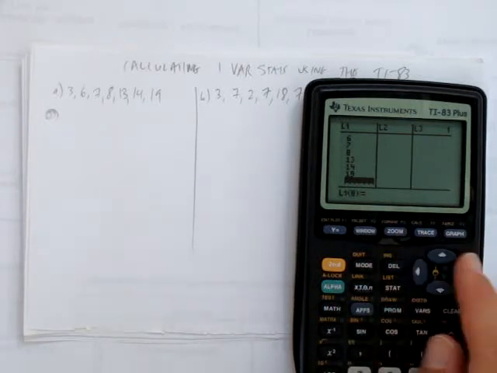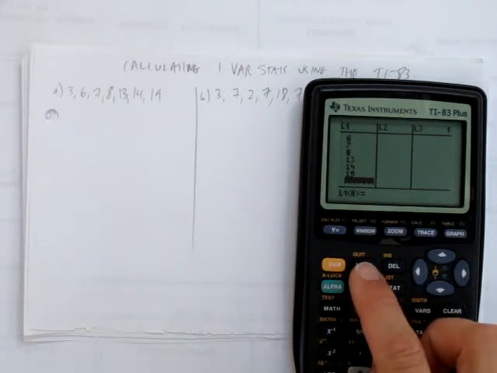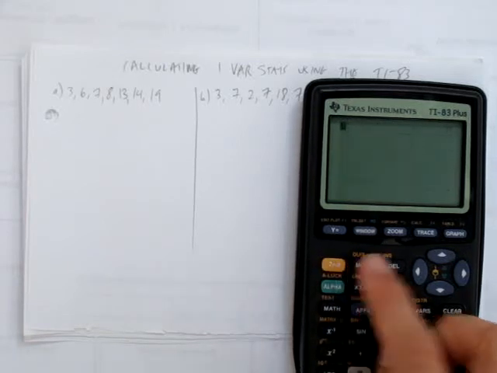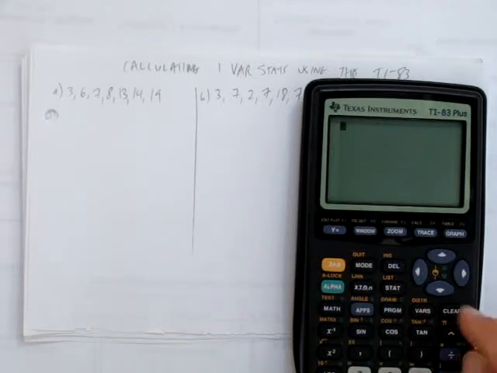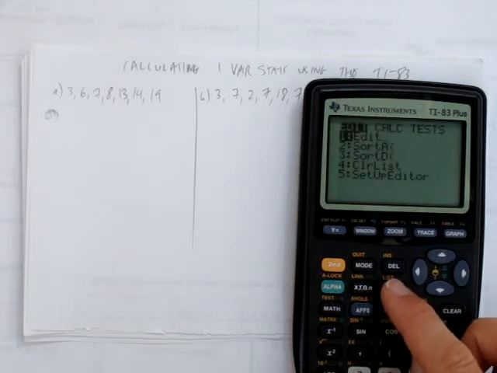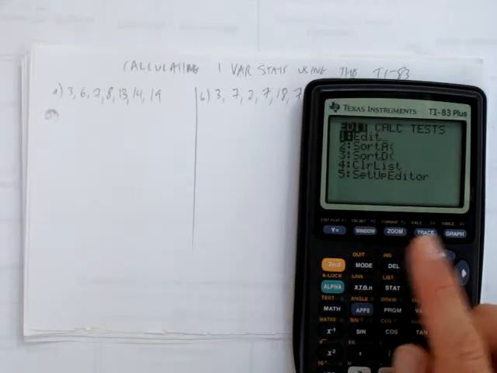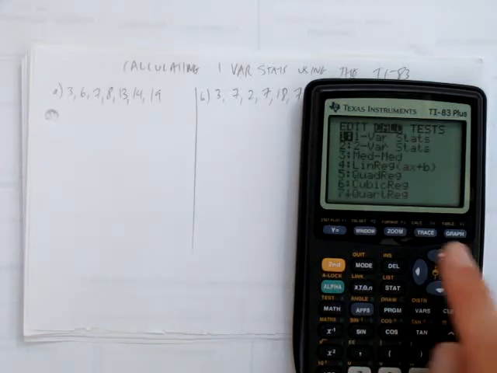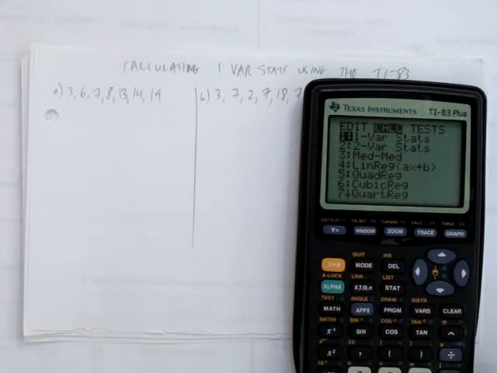Let's get out of this data entry screen by going second mode. See that quit on top of mode? Second mode will quit us out of here. And then we're going to hit stat again, but choose a different option. From this stat menu, we're going to hit the right arrow to take us over to calc, and we're going to calculate one variable stats.